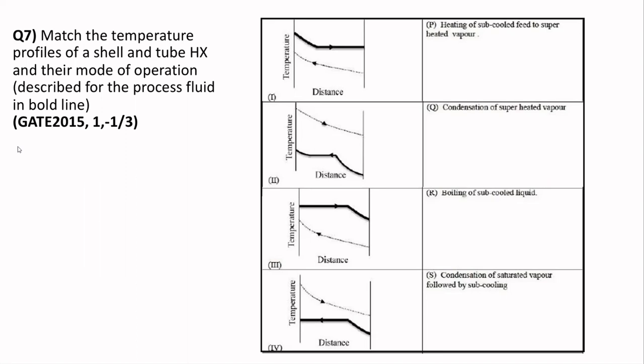All right. It's a shell and tube heat exchanger which is operating in the counter flow mode, which is very much evident from all the temperature profiles. The arrows are in the opposite direction. So I give you a minute. Please think and write your pairings in the chat box.